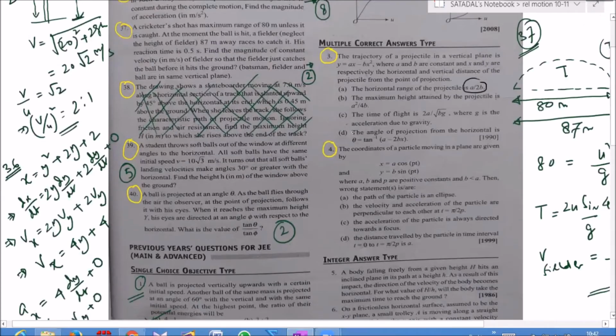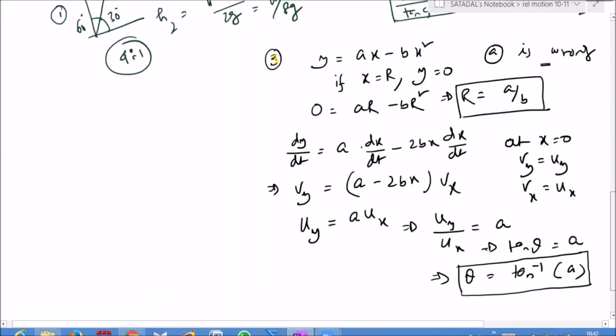So now you come here. Angle of projection from horizontal is given to be theta equal to tan inverse of A minus 2bx. Now this option is a little bit controversial. Why is it controversial? Because when they are saying initial angle of projection, I should have put x is equal to 0. If I put that, I will get tan inverse of A. But still it is given in general expression, so that is a correct answer. I hope all of you got it.